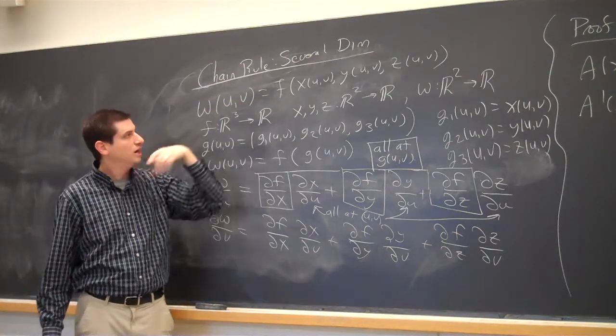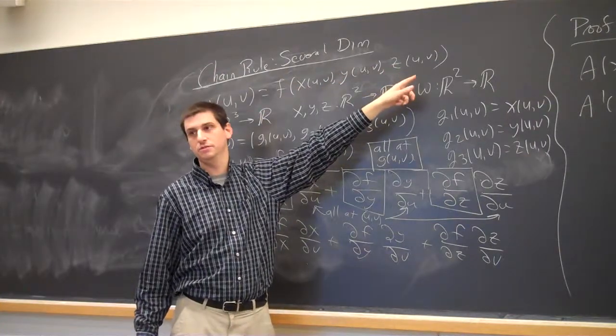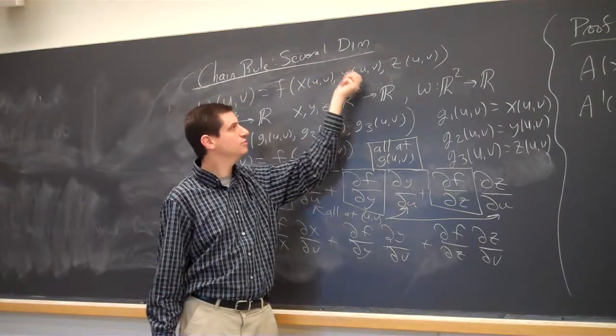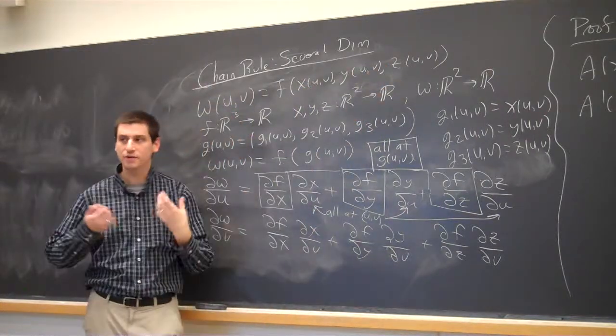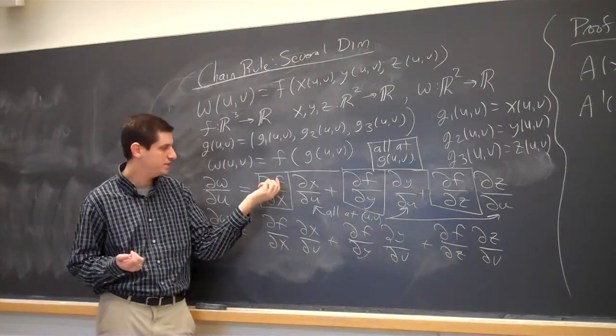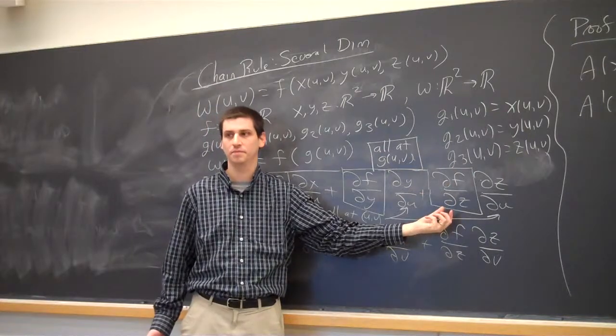Well, if I increase u, that changes x, y, and z. Right? So changing u increases x, increases y, increases z. So if my function x increases, if I'm changing the point where I evaluate at, that's where my df dx comes from. That's where my df dy comes from. That's where my df dz comes from.